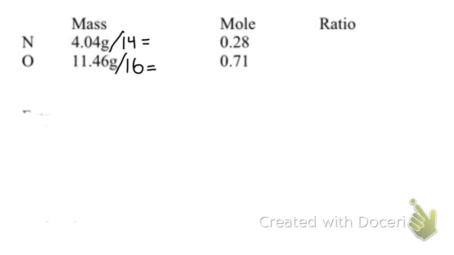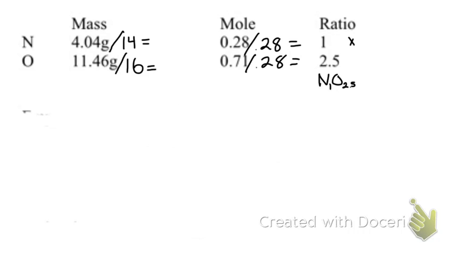So now the ratio. The way we figure out the ratio, which is the subscript in the empirical formula, is by dividing by the smallest mole. In this case, 0.28. So we divide both by 0.28. Naturally, nitrogen is 1. Oxygen comes out to be 2.5. So technically right now we have N1O2.5. But you can't have 2.5 oxygen atoms in a molecule.